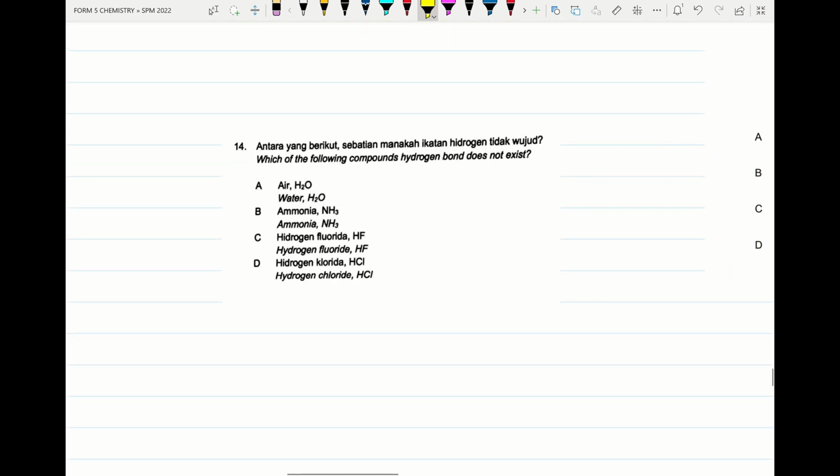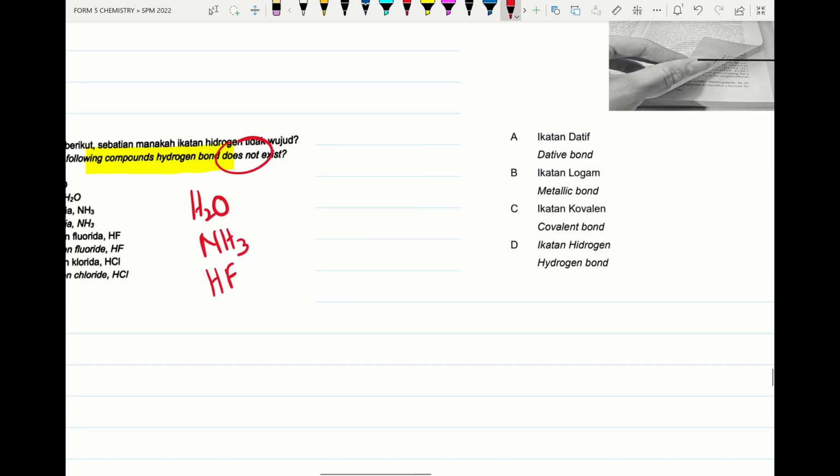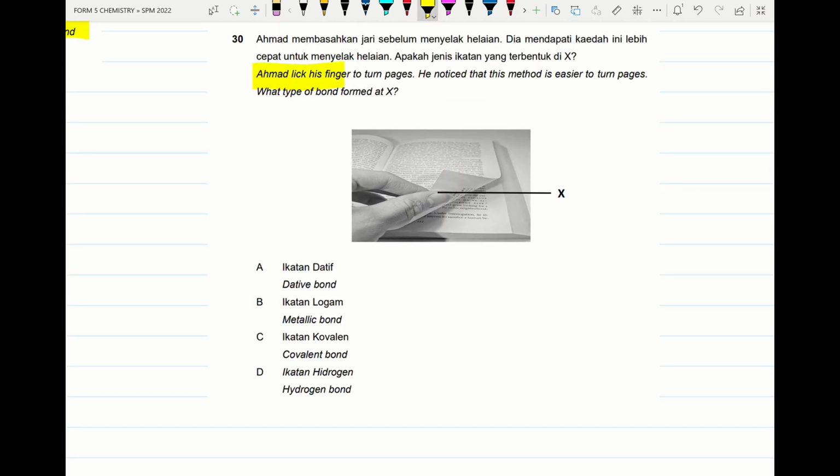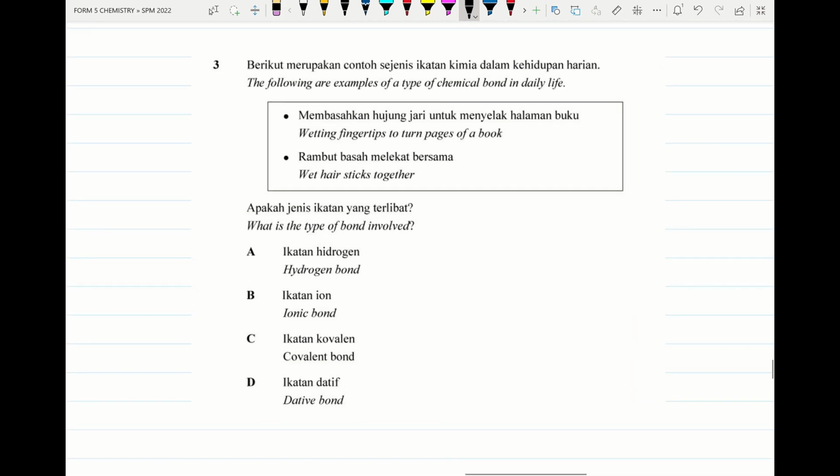All right, look at this question. In which of the following compounds does hydrogen bond not exist? So hydrogen bond exists in water molecule, ammonia molecule, and hydrogen fluoride molecule. So the answer will be D. All right, so we move on to this question. Ahmad licks his finger to turn the pages. He noticed this method makes it easier to turn the pages. What type of bond is involved? So please remember the type of bonding involved is hydrogen bonding.